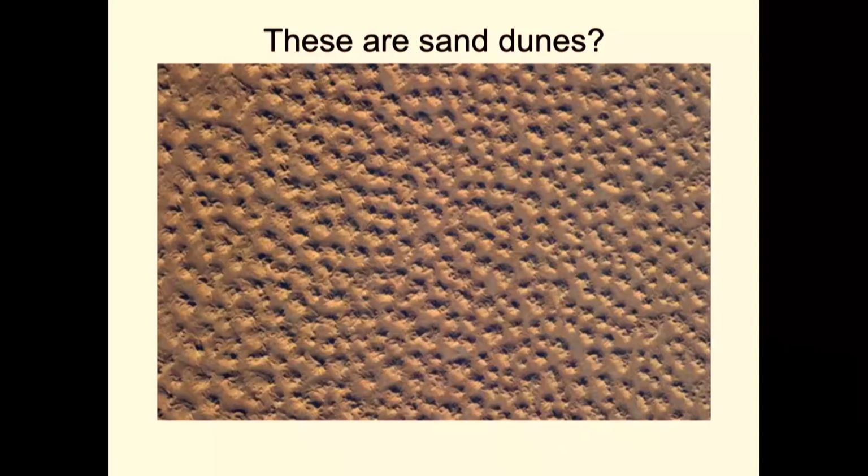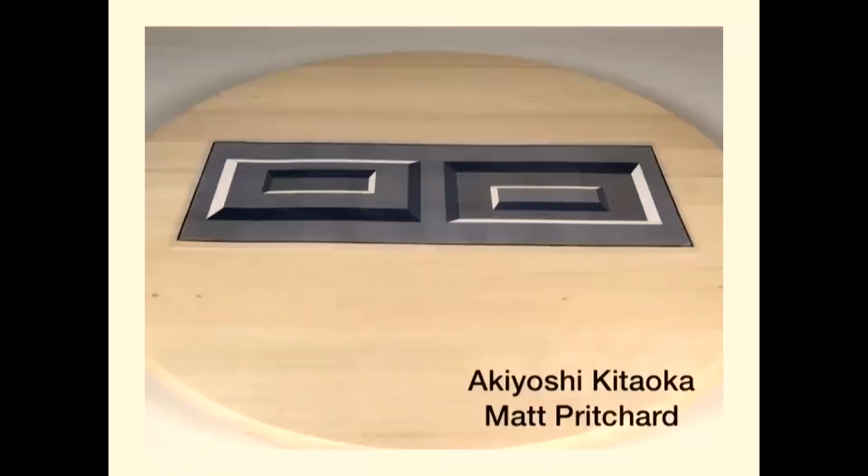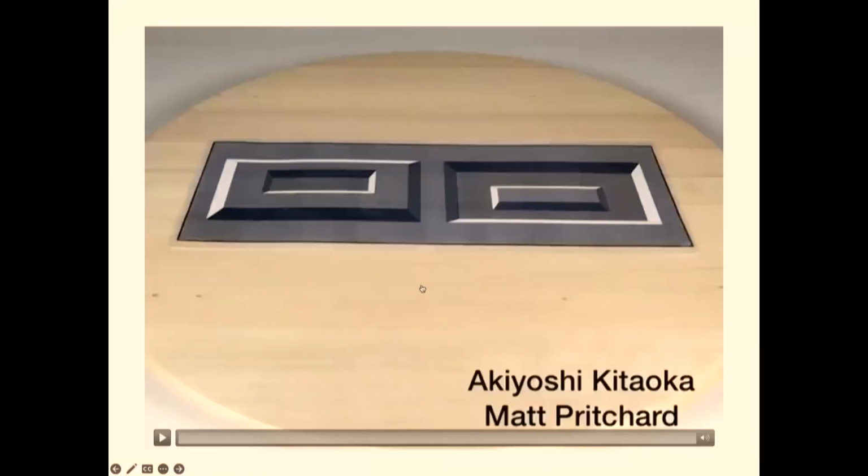This is one that I just saw the other day that's kind of striking. So this is a picture of sand dunes, okay? But it really doesn't look like sand dunes, right? It looks like a whole bunch of little craters on the surface. So here's the other orientation, and you can see the correct 3D structure. Okay. This is a really pretty awesome demonstration of the same thing.